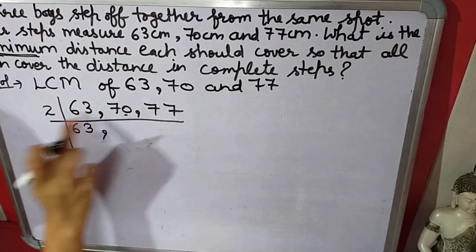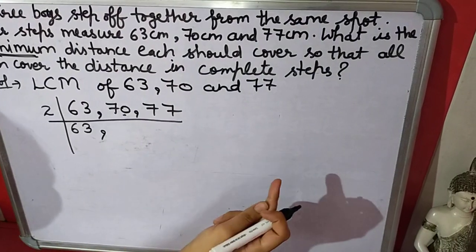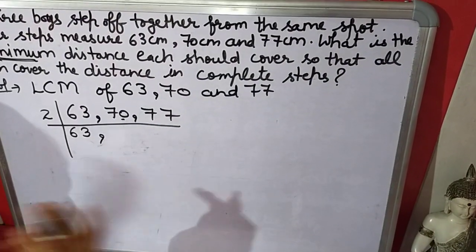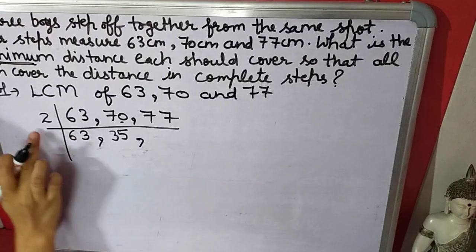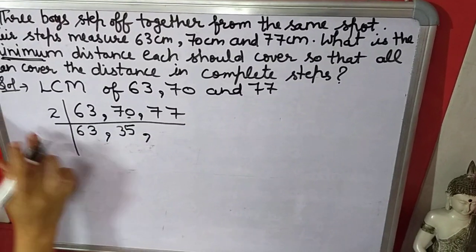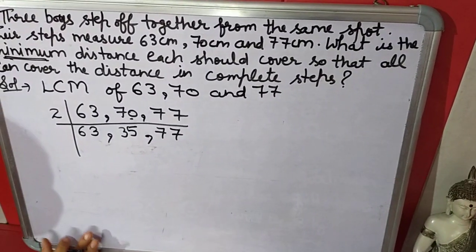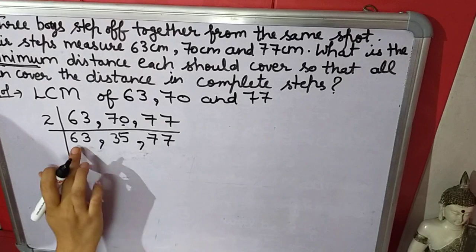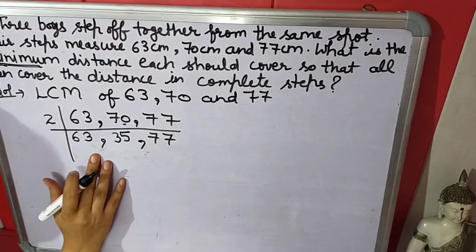Now when 70 is divided by 2, the quotient will be 35. You can do division in rough also. The quotient will be 35, so you have to write 35 here. 77 is again not coming in table of 2, so 77 will come same. Now we will check that these numbers 63, 35, 77 are not coming in table of 2.